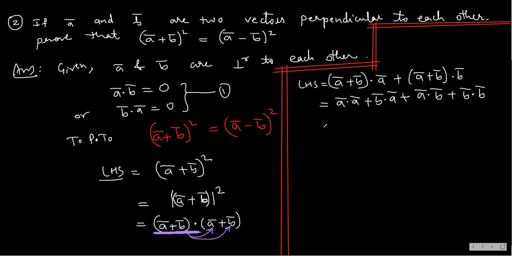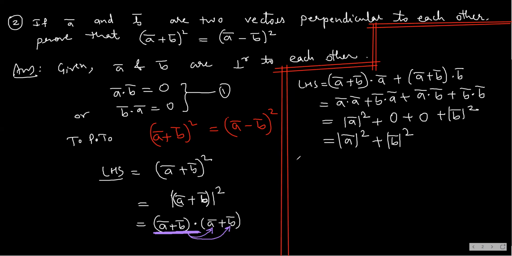Now a bar dot a bar is mod a bar square, and this b bar dot a bar is 0. This is also a bar dot b bar, 0. We have already known this because they are perpendicular to each other. Plus b bar dot b bar is mod b bar square. So what you got is mod a bar square plus mod b bar square. This is your LHS.